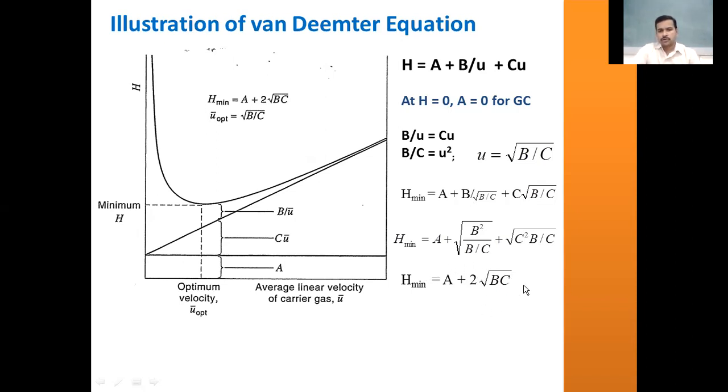So if you don't know the linear velocity of the mobile phase, still the height of the theoretical plate can be calculated by using this expression, that is H minimum is equal to A plus 2 into square root of BC. If the eddy diffusion term, longitudinal diffusion term, and mass transfer term are known, by using all these terms you can substitute the values and calculate the minimum height of the theoretical plate at this particular point. So this is the illustration of the Van Deemter equation.